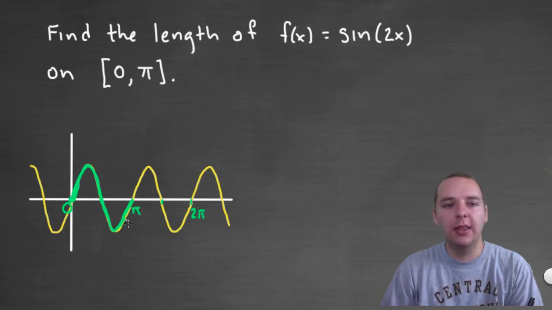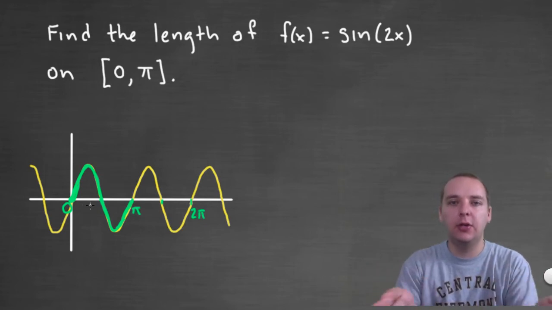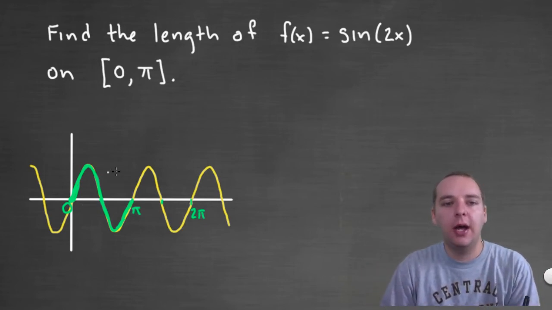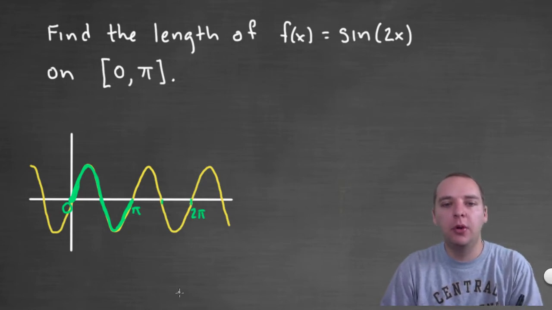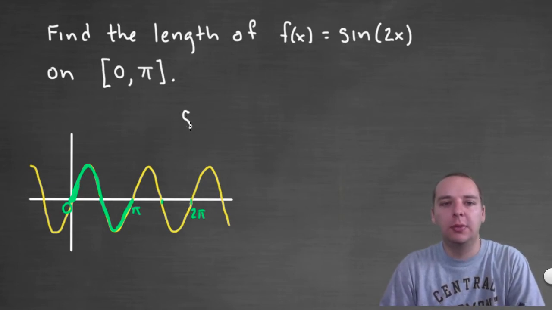In other words, if you could take that and it was, let's say, like rope, and you stretched it out straight and you could put it beside a ruler, how long exactly is this guy? Well, hopefully we remember our arc length formula. It looks something like this.